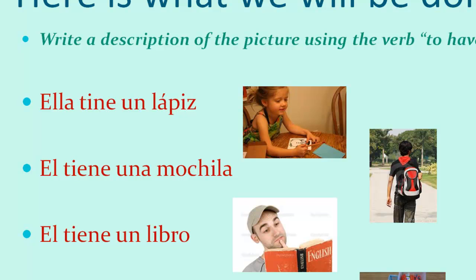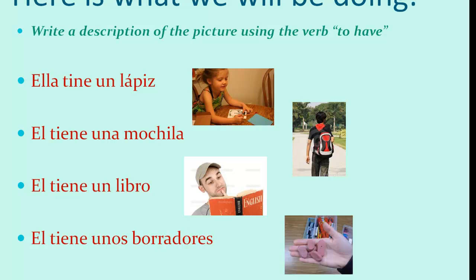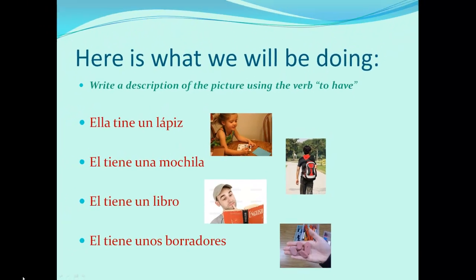Okay, over here, again, he doesn't have the book. He has a book. So you will say, él tiene un libro. This is el libro, so you will say un libro. And finally here he has some erasers. So you will say, él tiene unos borradores. Why unos? Because it's plural. He has many erasers. So you will say unos borradores.